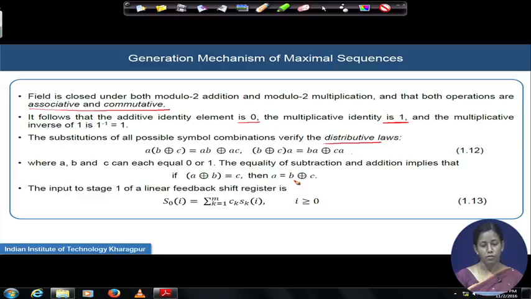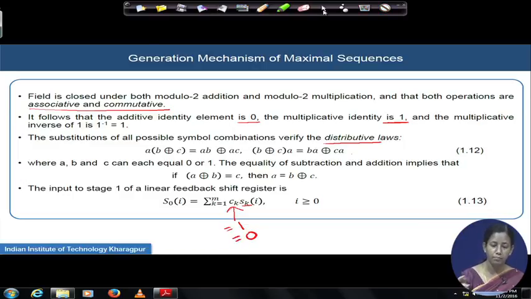The input to stage number 1 of the linear feedback shift register, we can write, is the combination of all the stages: the summation over k from 1 to m of Ck into Sk into I gives you the S0I. Why is it like so? Ck is the feedback component. I mean, if the stage is contributing to the feedback logic, then the value of Ck will be equal to 1. If the output of this Sk is not contributing to the feedback logic, then the value of that Ck will be equal to 0.